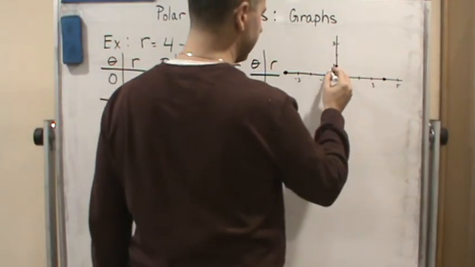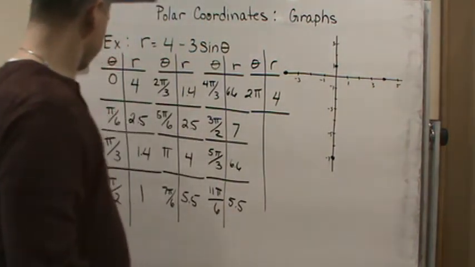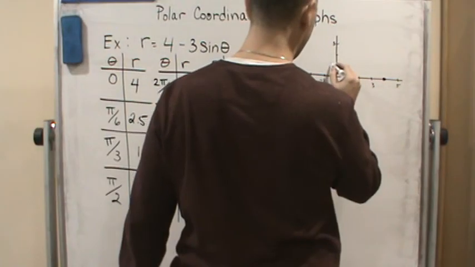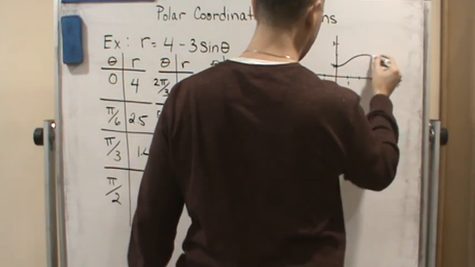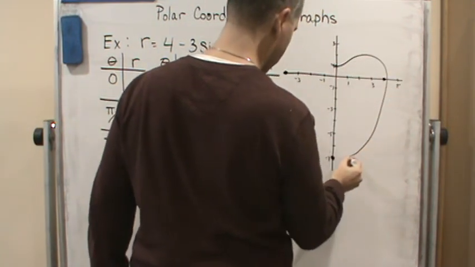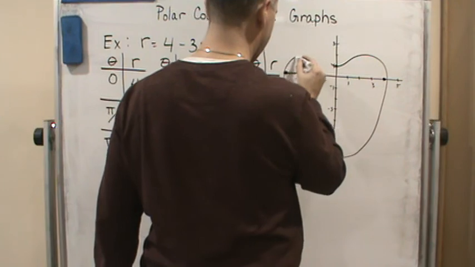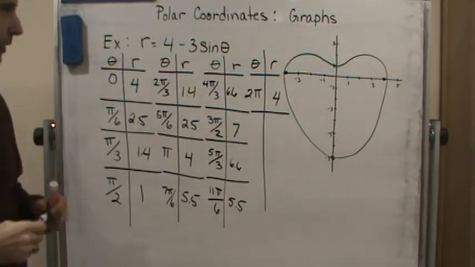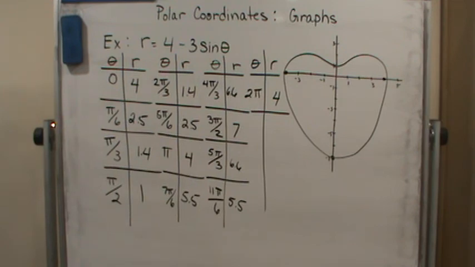So what does this mean? It's going to do something like this. Again, my drawing's not the best, but if you did this on a graphing calculator, it would look a lot better. So again, this is the way we do it when we're trying to sketch the graph of a limacon.